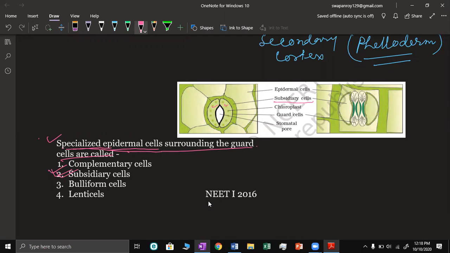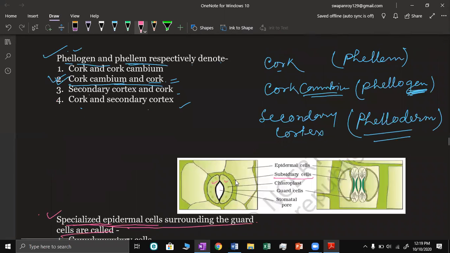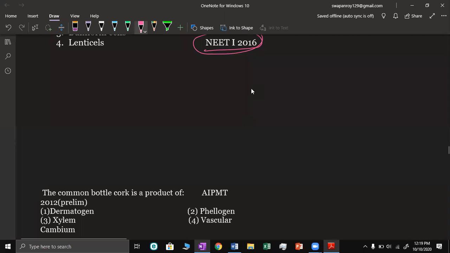This was asked in NEET 2016. All the questions that I am solving here were asked in one or another of the pre-medical exams.